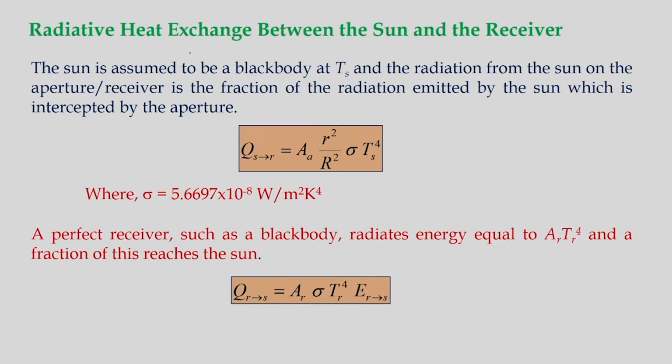Now let us see the radiative exchange between the sun and the receiver. If we consider a black body, the sun is always considered as a black body having temperature Ts, and the radiation from the sun on the aperture or receiver is the fraction of the radiation emitted by the sun which is intercepted by the aperture, which can be represented by this expression: Q_s to r is equal to A_a r square by capital R square sigma Ts to the power of 4. Sigma is known to us, the Stefan-Boltzmann constant. A perfect receiver such as a black body radiates energy equal to A_r sigma T_r to the power 4, where this is the receiver temperature, and a fraction of this reaches the sun. This can be expressed by using this expression, right.